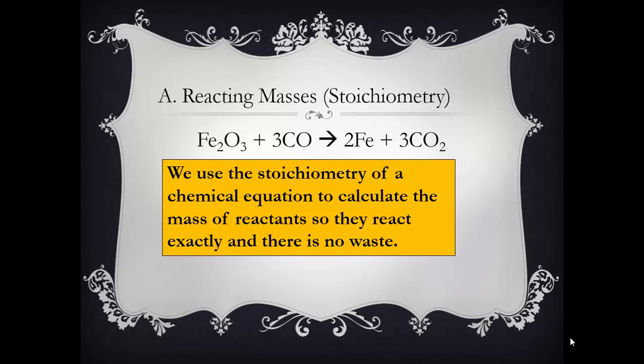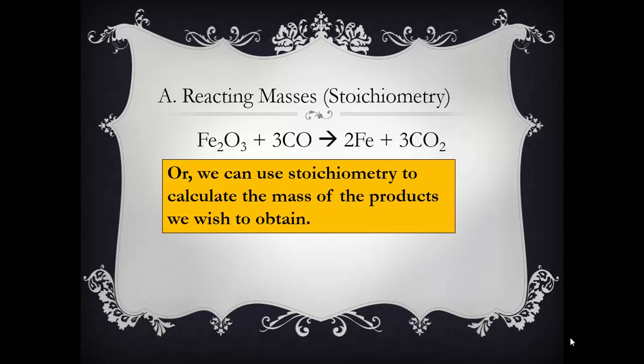We use stoichiometry to calculate the mass of reactants, so you know exactly how much of a reactant you need. Therefore, there'll be no waste. And we use stoichiometry to calculate the mass of products we wish to obtain, to see how well we did the reaction or the experiment. Because stoichiometry is the mathematical amount. In a lab setting, we try to obtain that amount, which is pretty difficult to get 100% yield.